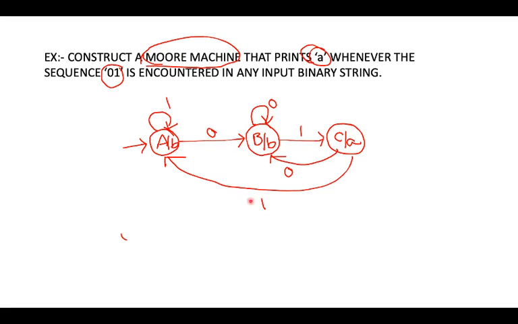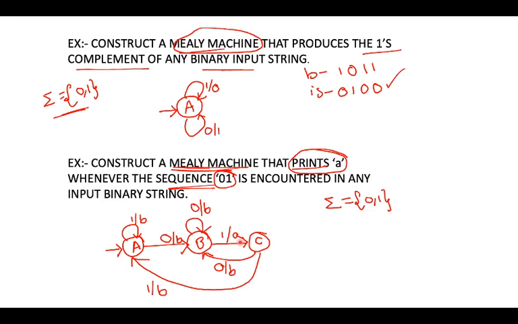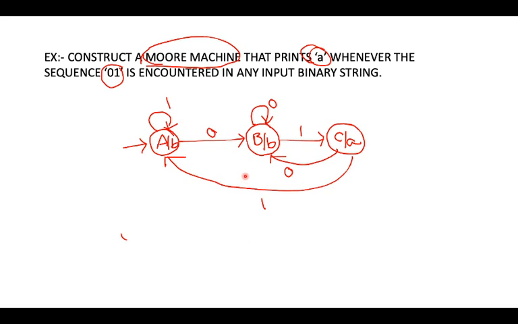Same as before, we write the output function within the state only, whereas in the Mealy machine we write it within the input symbol. It is the main difference between the Mealy and Moore machines.